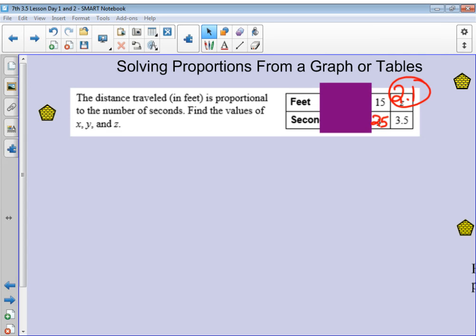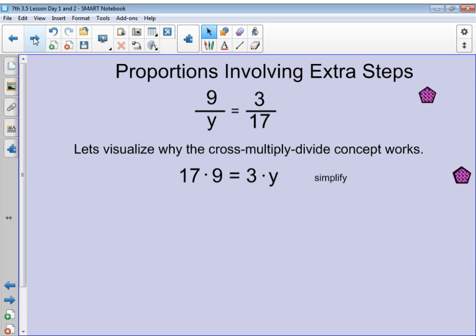So see, sometimes it's good to just kind of double check yourself. And notice, even myself as a teacher, I still double checked because I wasn't sure that that was the right answer. But when I got the same answer a second time, I felt very confident that it was a true answer. Okay, so that's basically working with proportions. Now what we're going to do is solve a couple proportions where it's involving an extra step.